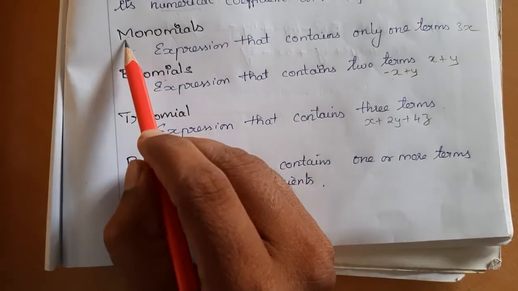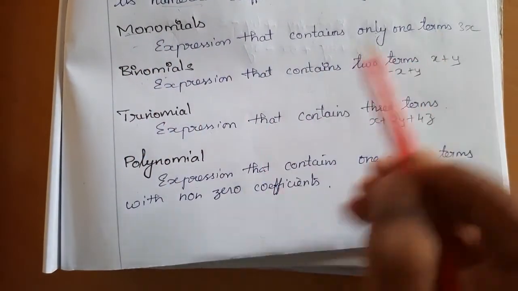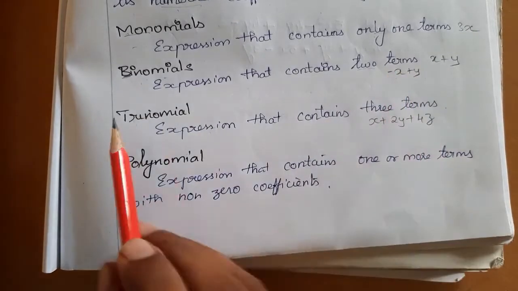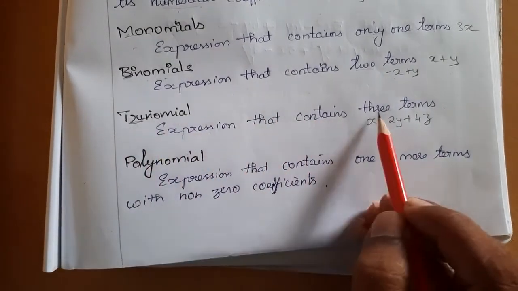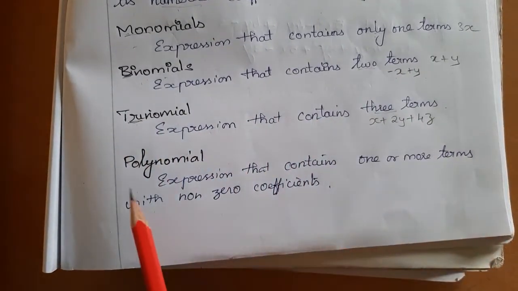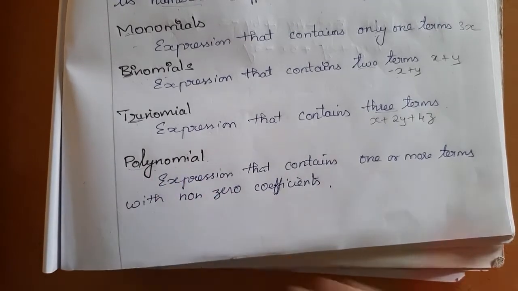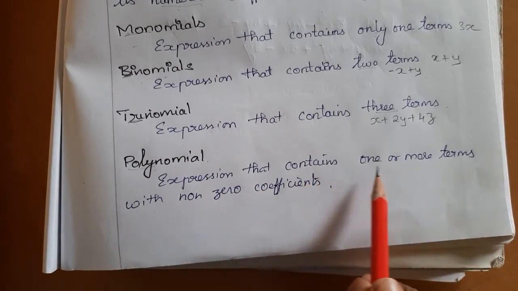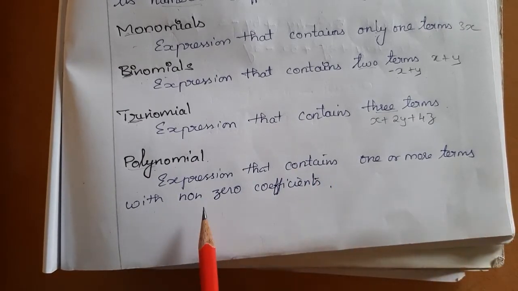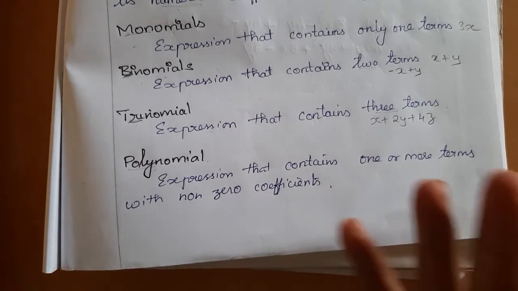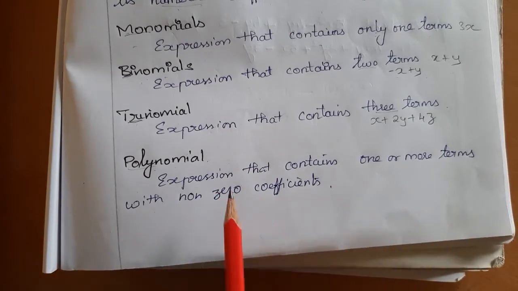You can see, mono means single, so it is only one term. Bi means two, right? So there will be two terms, and tri means three, so there will be three terms. And finally, polynomials. Do we remember about poly? Poly means many. So a polynomial is an expression that contains one or more terms with non-zero coefficients. The coefficient should not be zero. It can be any positive or negative value. Then that is a polynomial.